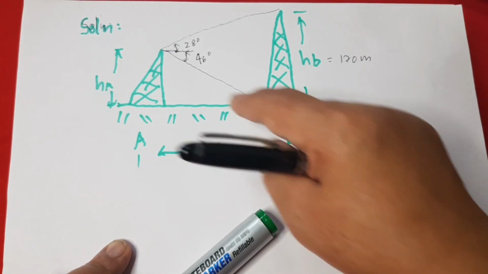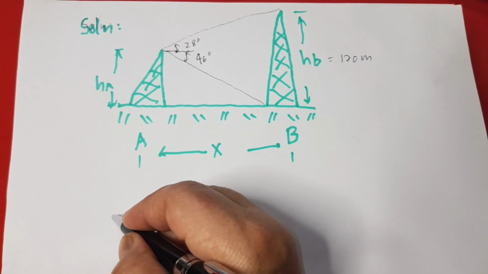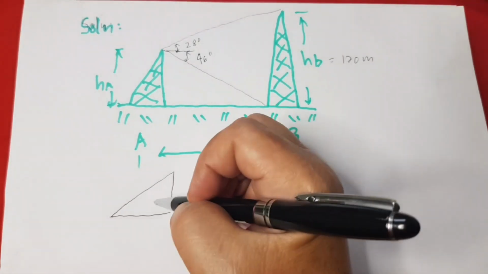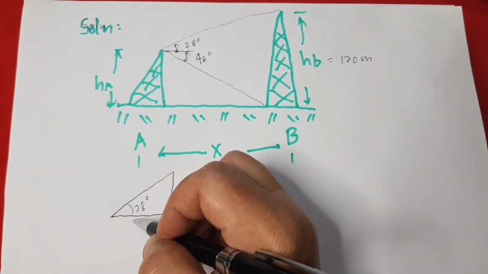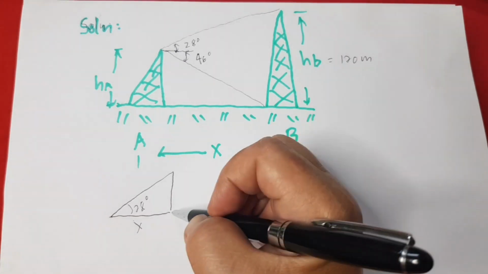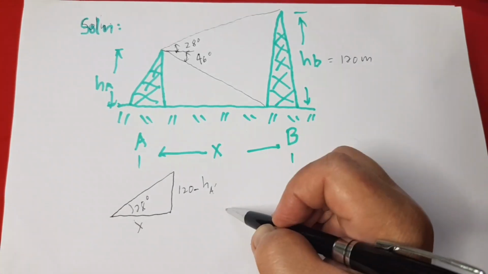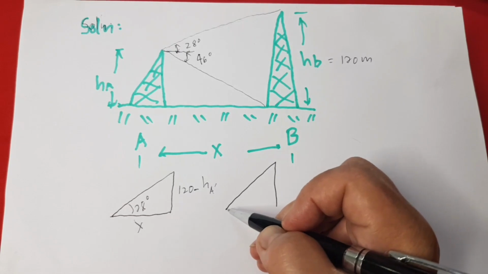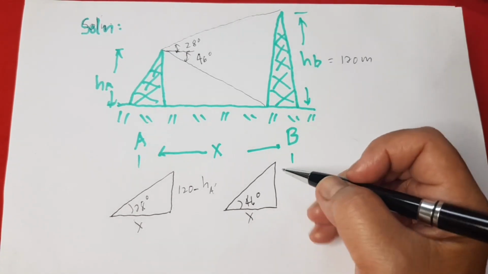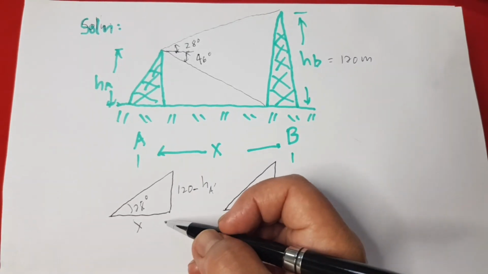Now we can solve this kind of problem because we're looking for the distance from this one to this one and the height of tower A. We can solve this using the tangent function. If this is 28 degrees, this one is x, because the distance from here to here is x, and then we have 120 minus h. In the other triangle, we have 46 degrees, and we have the x and the HA.